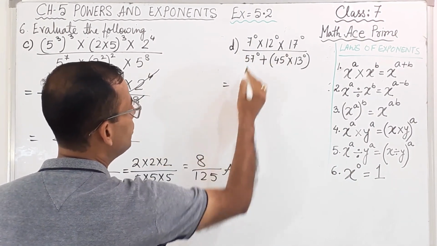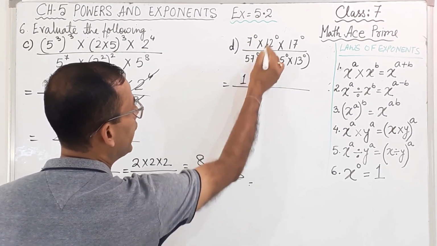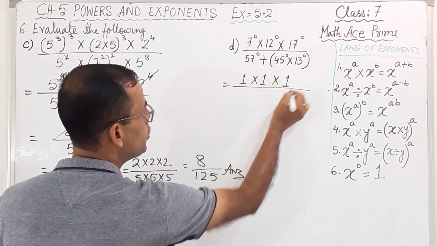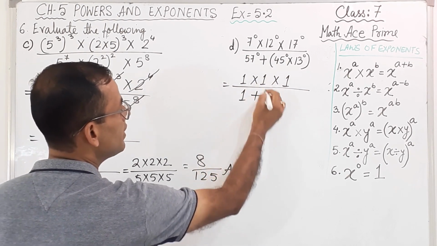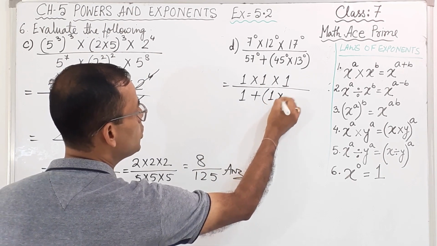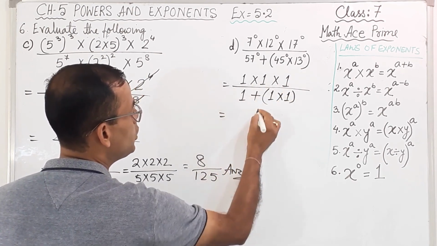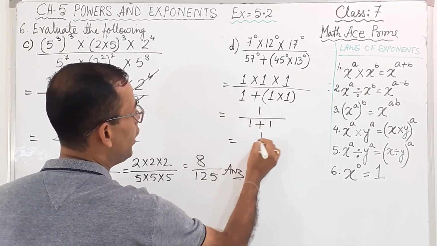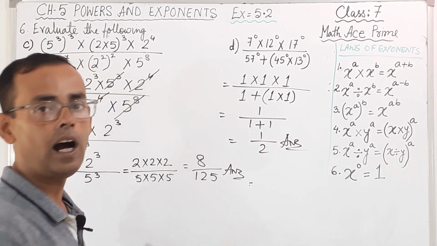So this is the sum. You can see to the power 0, that means 1 into, again 12 to the power 0 means 1, into 17 to the power 0 means what? 1, again 57 to the power 0 means what? 1, plus, then bracket 45 to the power 0 means 1, into 13 to the power 0 means what? 1. So what you get? 1 into 1 into 1, 1. Then here 1 plus 1 into 1, 1. So 1, 1 plus 1, 2. So this is the answer.